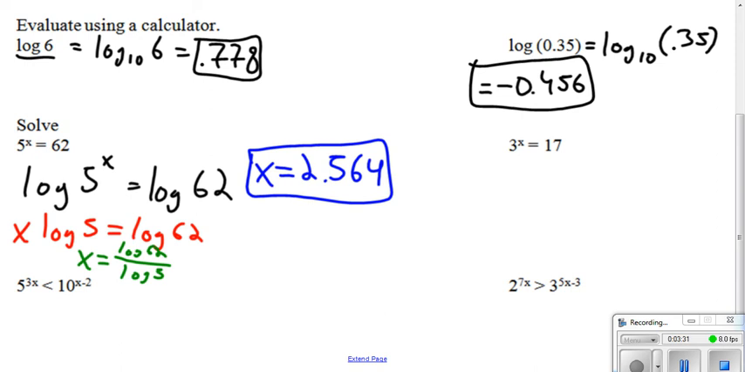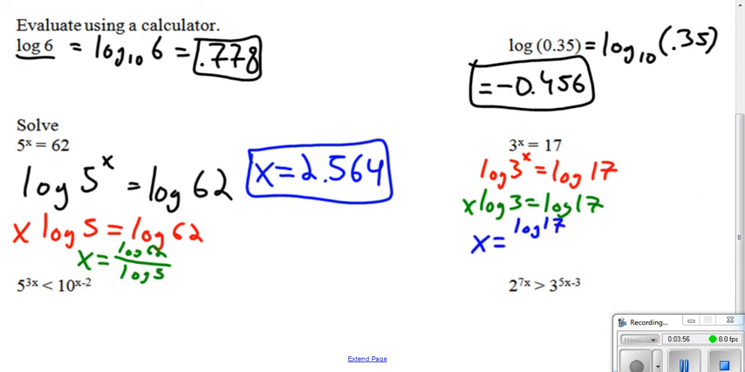Similarly, if we have 3 to the x power equals 17, let's again take the log of both sides. Log of 3 to the x equals log 17, which means x times log of 3 equals log of 17. And we can divide both sides by log of 3, so x equals log 17 over log 3, which is approximately 2.579.